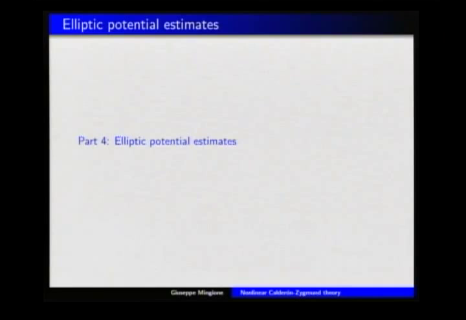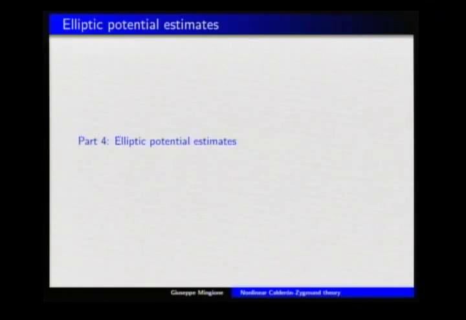Okay, now let me recall two basic formulas. We have seen that in the case of the Poisson equation, you can represent solutions via convolutions with the usual Green's function. The Green's function, let me remind you, is given by the following.